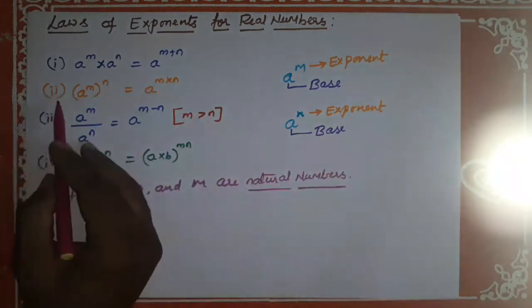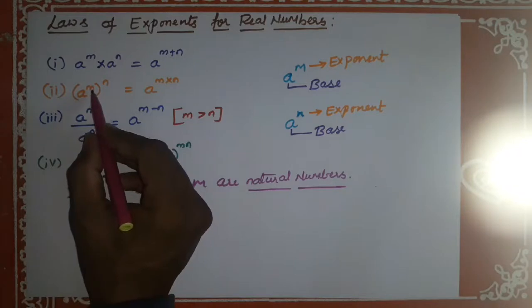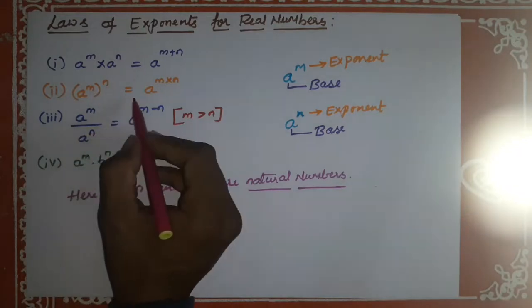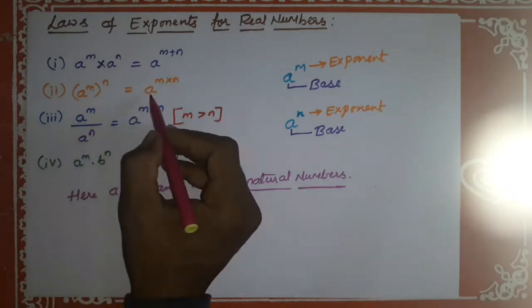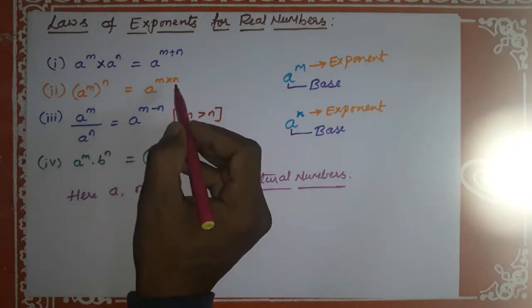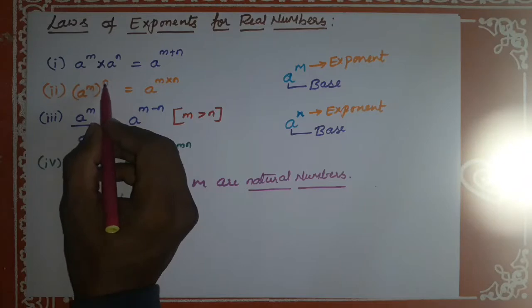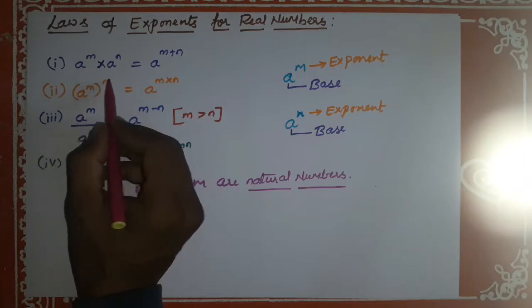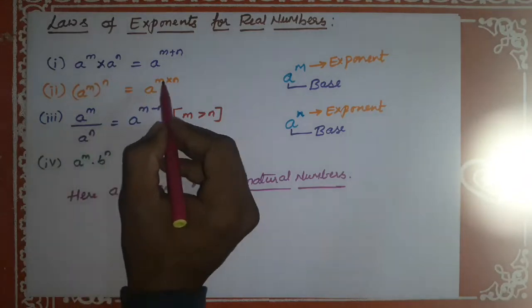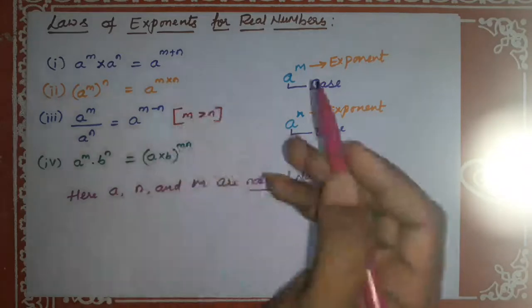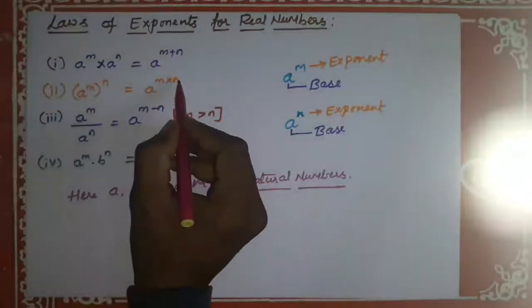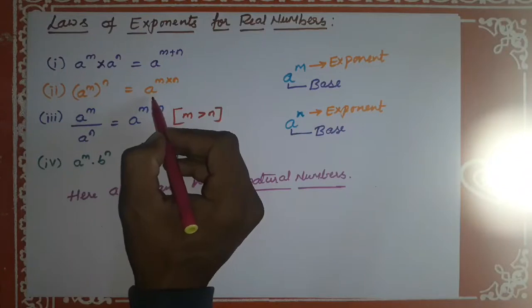Second law of exponent: a to the power of m whole to the power of n is equal to a to the power of m into n. Okay, dear students, see, a to the power of m whole to the power of n, we should multiply m into n, a to the power of m into n. Here m and n are the exponents, a is called the base.